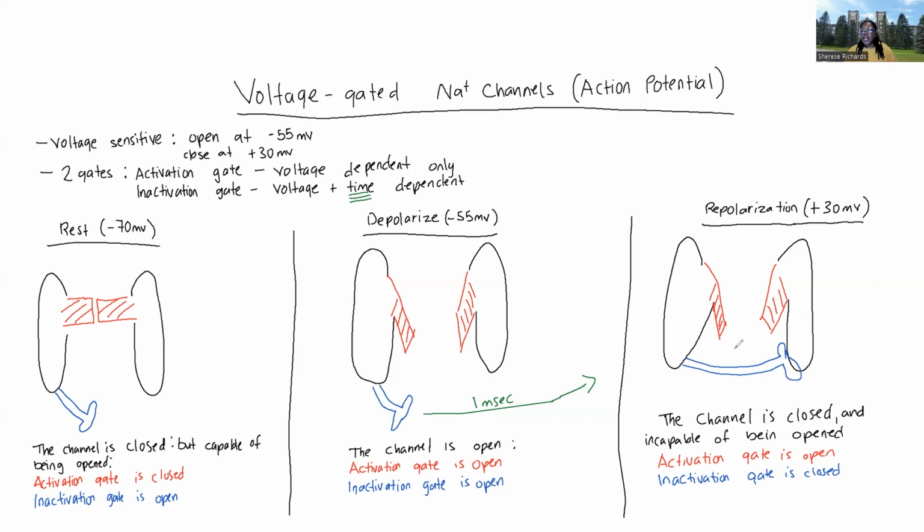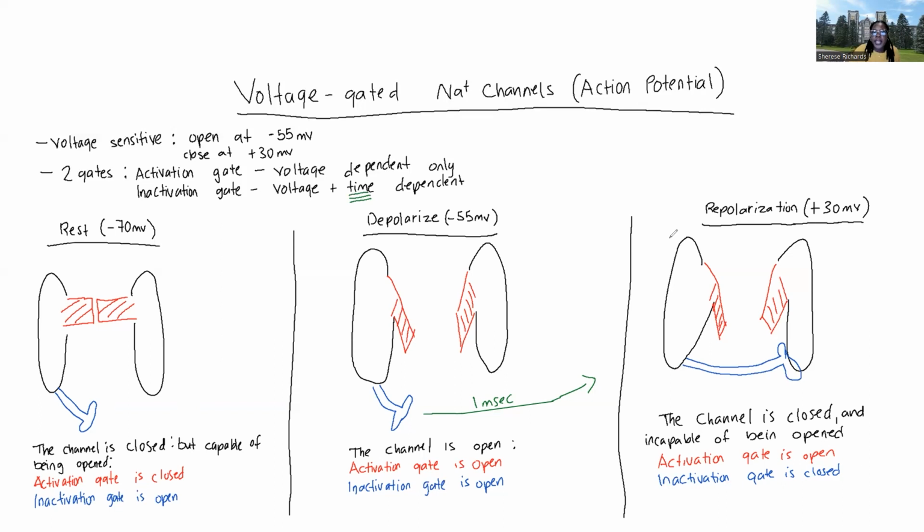We have to fire one. It has to come to a complete end. The cell has to get back to rest first before the channel, excuse me, can be open or capable of being opened even though it's closed. Okay, so for us to get back to this state, we're going to have to repolarize the cell beyond the resting membrane potential. It's going to go more negative, and then it's going to come back up to rest, and then the activation gate will be closed over here, and the inactivation gate will be open.